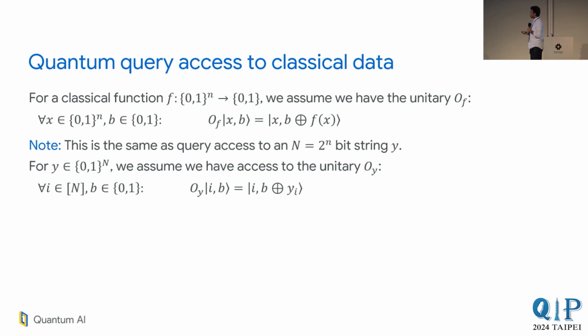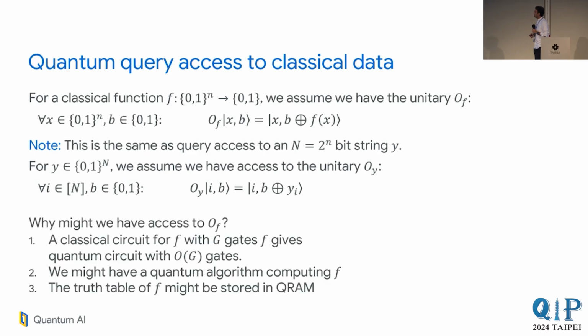And if you remember, this is exactly the same as saying that it's not a classical function, but actually just a classical bit string. The bit string is of length n, which is 2 to the little n. So we already talked about this. It's just a recap of one way we think about having access to classical data, like in Grover's algorithm.